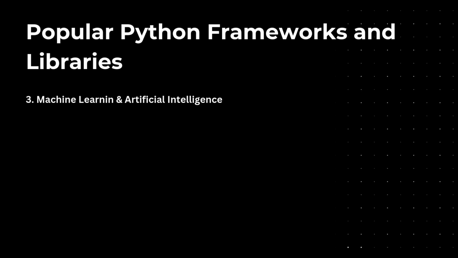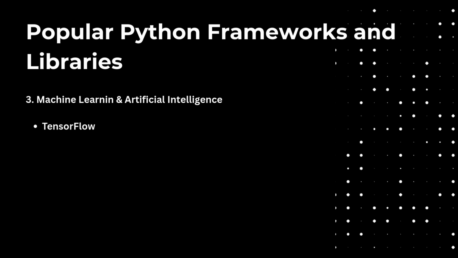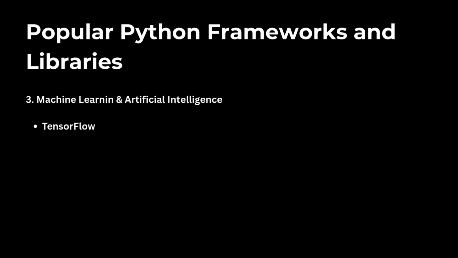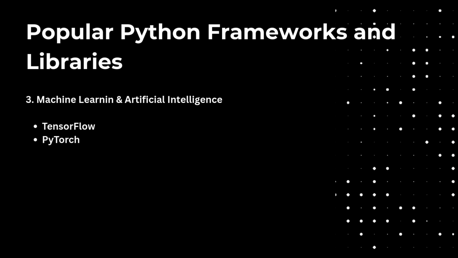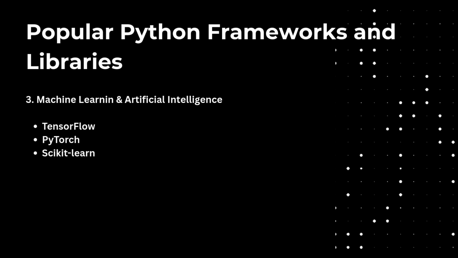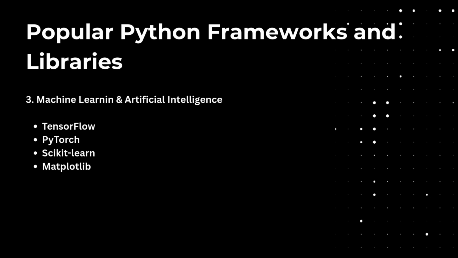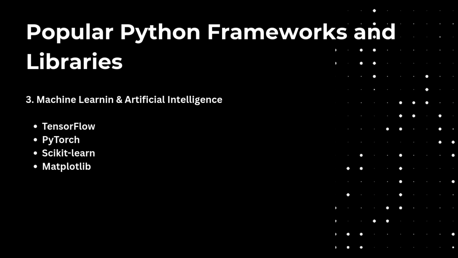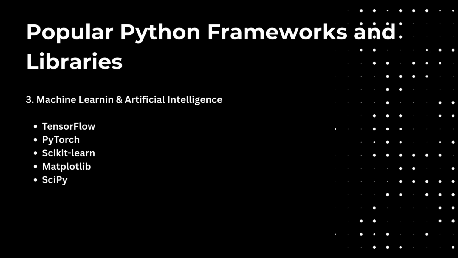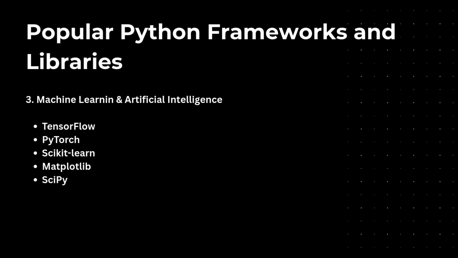Third, machine learning and artificial intelligence. TensorFlow, an open source library for numerical computation and large-scale machine learning. PyTorch, a flexible deep learning framework favored for research and development. Scikit-learn, a powerful library for classical machine learning algorithms. Matplotlib, a plotting library for creating static, animated, and interactive visualizations. SciPy, a library for scientific computing and technical computing tasks.